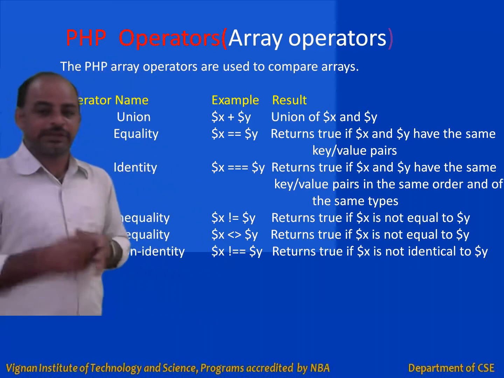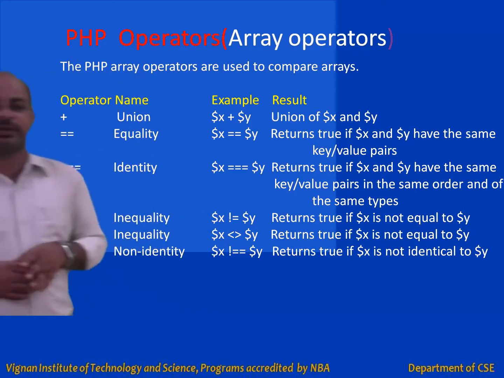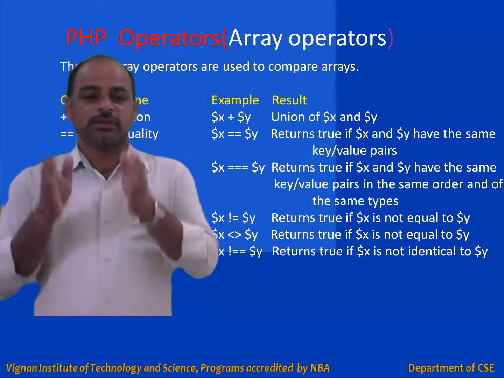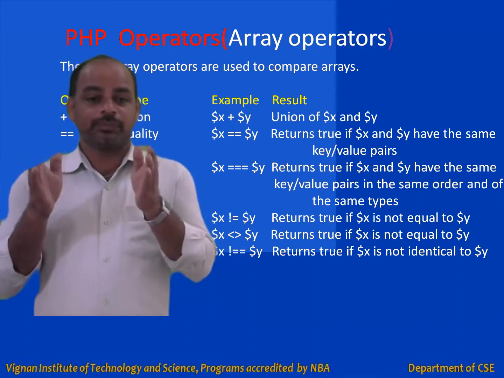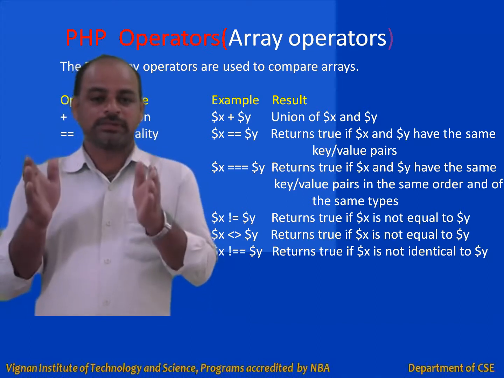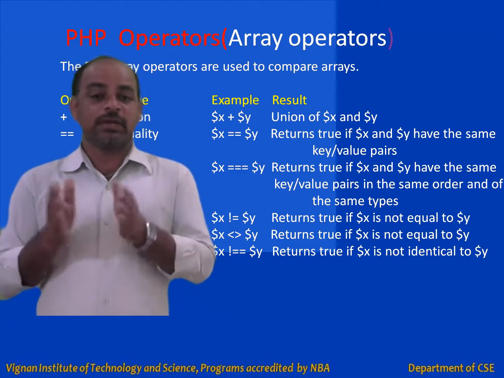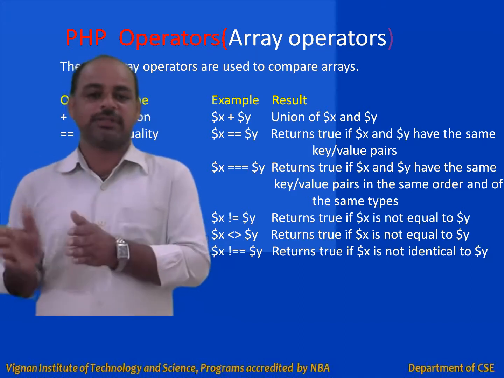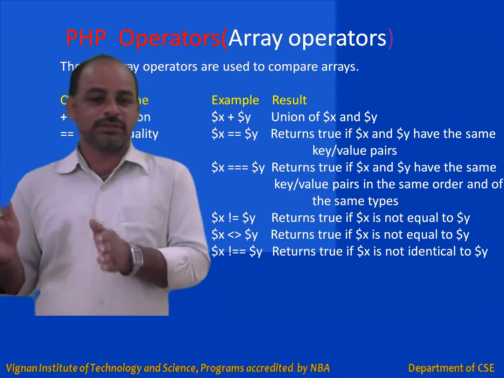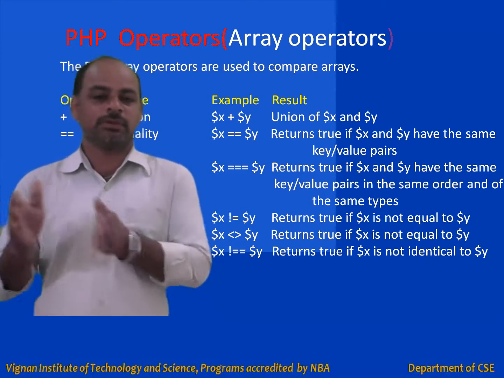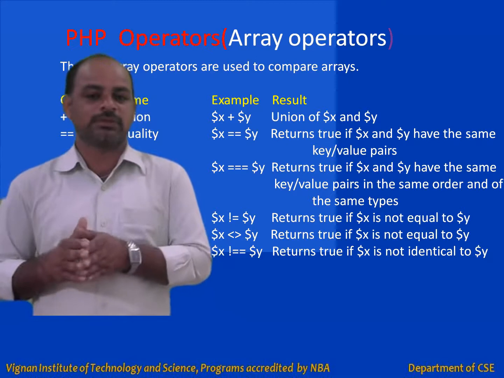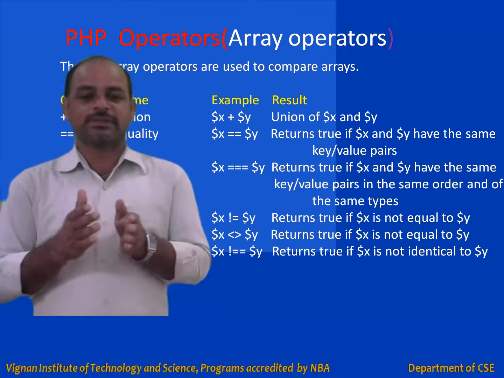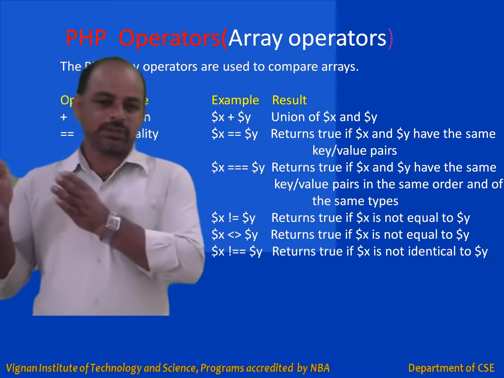Similarly, one more operator is the identity operator. This identity operator verifies whether both arrays have the same elements, as well as the order of their elements and the types of their elements. So all these three things will be compared. If all these three conditions are satisfied, then it returns the Boolean value true. Otherwise, it returns the Boolean value false. For example, if $x is one array and $y is another, $x has some key value pairs and $y also has key value pairs.